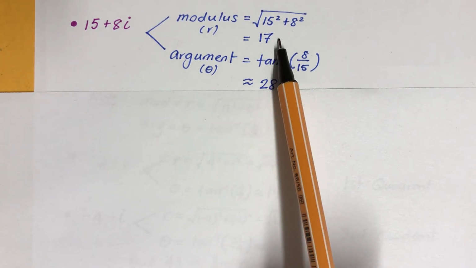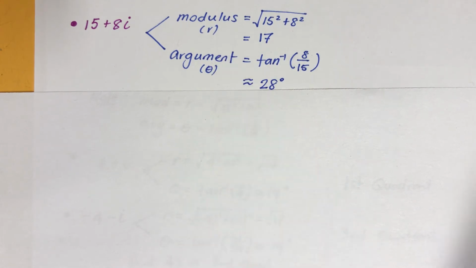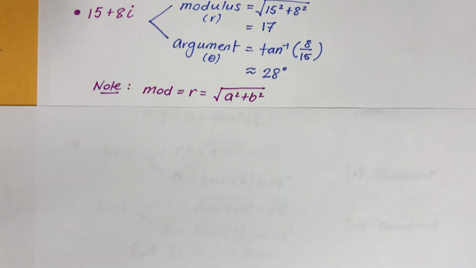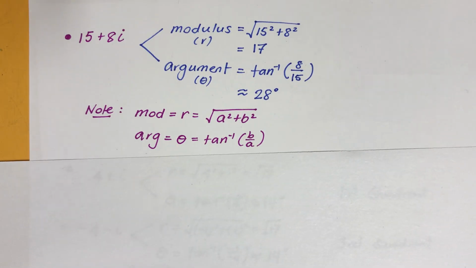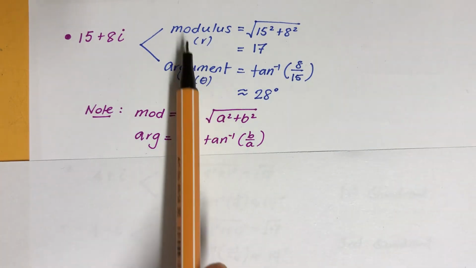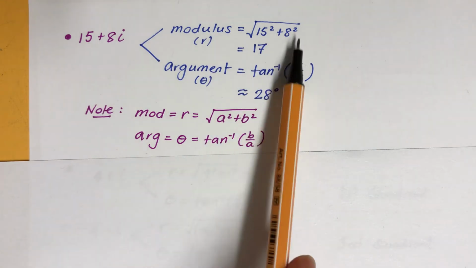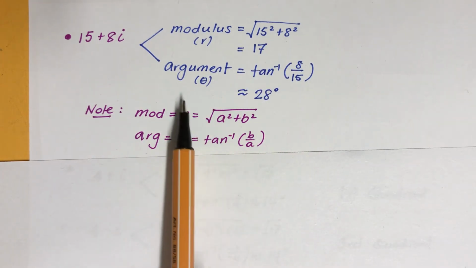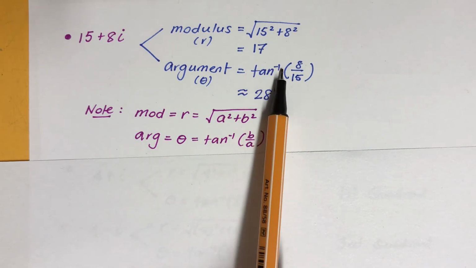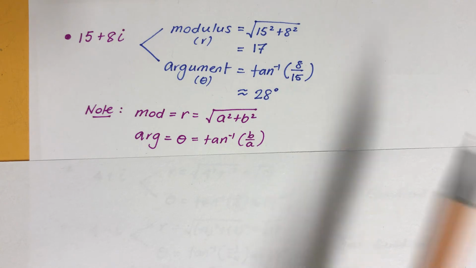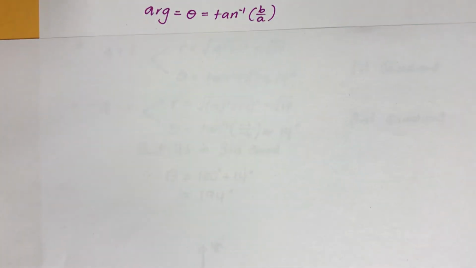Now I'm just going to use the formulas you know from the previous complex number chapter, but I'm going to give you some formulas for that. These ones are formulas, so if you don't remember, please put them somewhere and try to memorize them. So the modulus will be the square root of 15 squared plus 8 squared, which is 17. The argument is tan theta equals b over a, which is inverse tan 8 over 15, roughly 28 degrees. Okay, so that's this one.